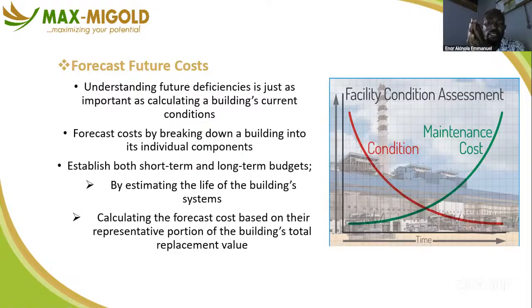The second thing is that your condition assessment also helps you to forecast future costs. Understanding the future deficiency is just as important as calculating building current condition. Forecast cost by breaking down a building into its individual components. You take the floor, the building envelope, the roof, the doors, and break the whole entire building into components, and you assign cost to them. It also helps you to estimate the life of the building.